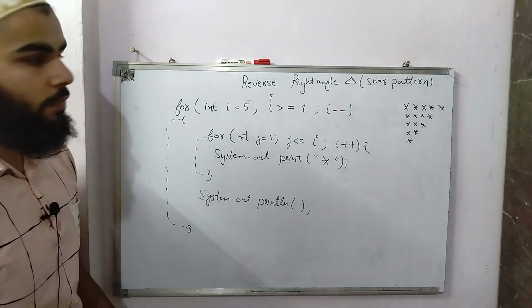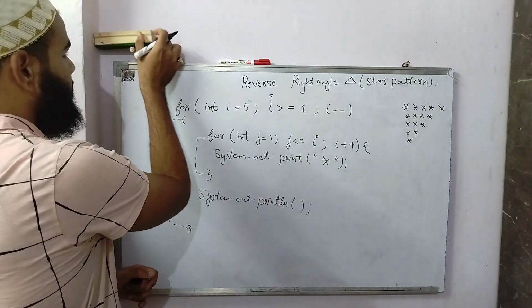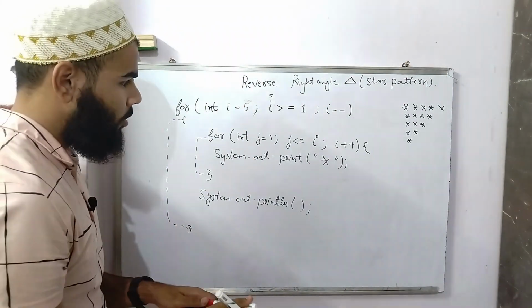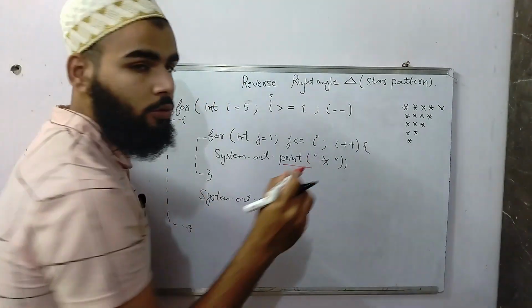Now let's see the working of it and how it will print that star pattern. I use the marker. I just wanted to share some important points. This one is print, so it will print a star.